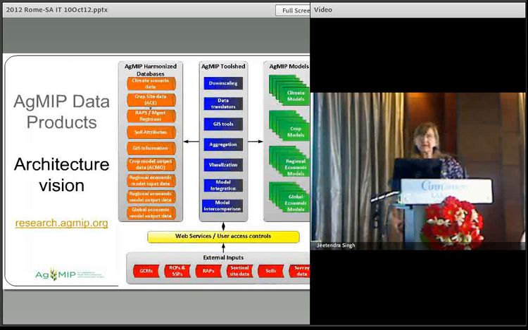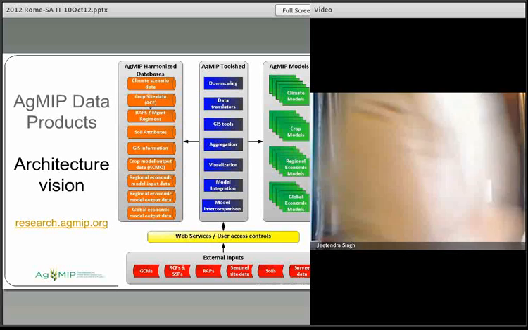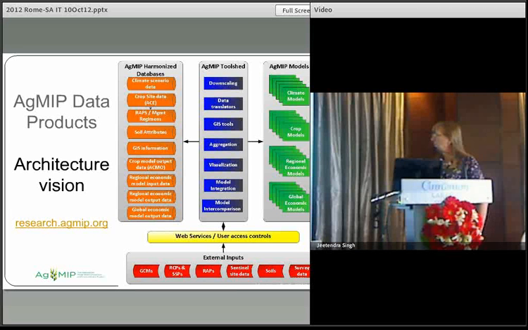Okay, this is kind of a schematic of the AgMIP data products. This is the bigger picture. What I covered in the last slide was what we're currently working on, but this is kind of the broader picture of where we need to be. Maybe not all in AgMIP 1, definitely not all in AgMIP 1, but eventually this is the full AgMIP IT big picture.